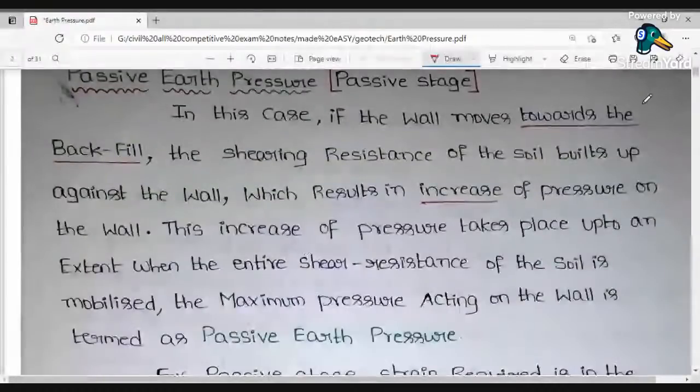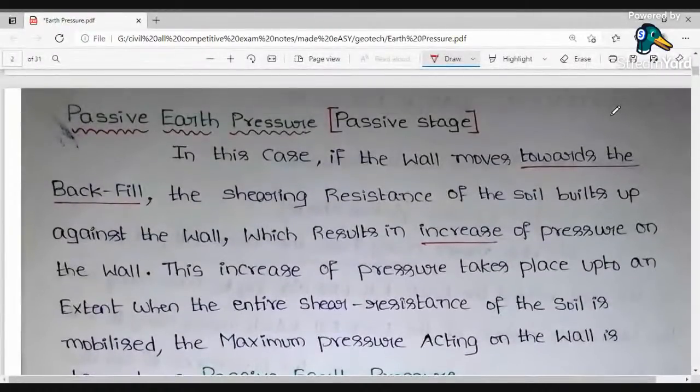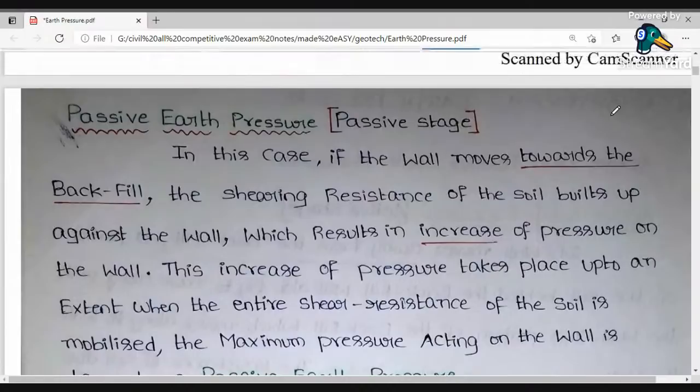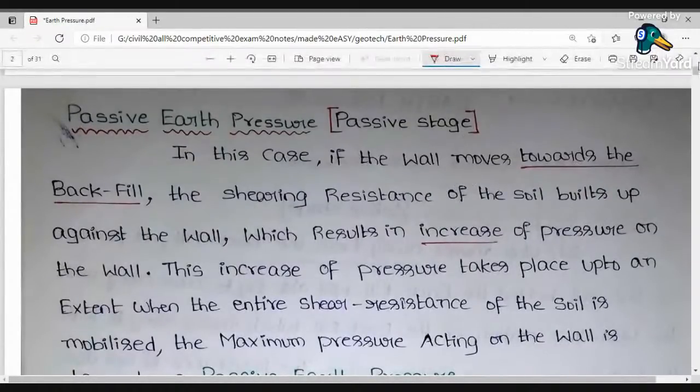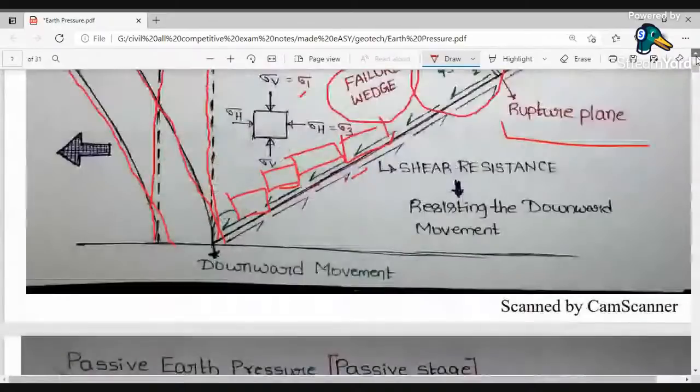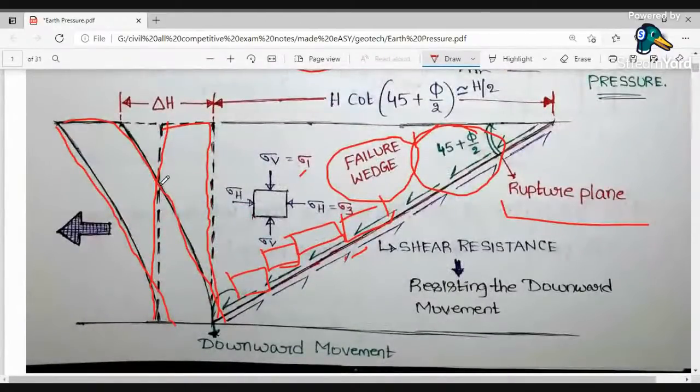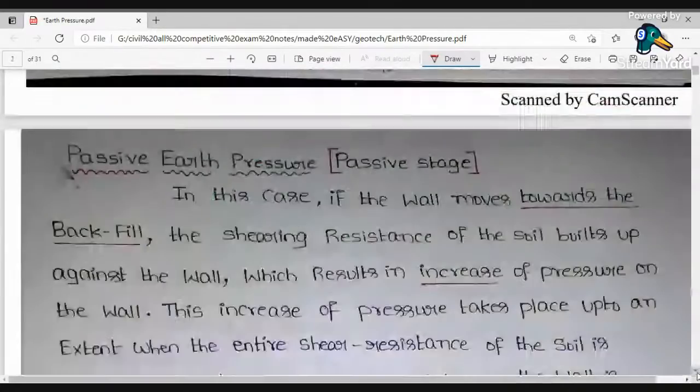The opposite phenomenon happens in case of passive earth pressure. In this case the wall moves towards the backfill. What happened in the earlier case? In case of active phase the wall moves away from the backfill. This is a backfill, the wall goes away from the backfill, right? But in the second case the wall moves towards the backfill, the wall goes like that. Okay, so we'll see the figure here.